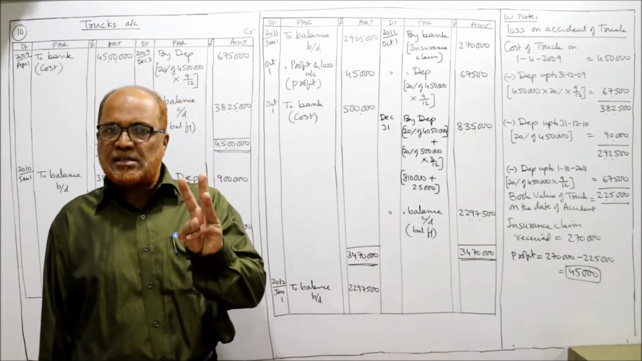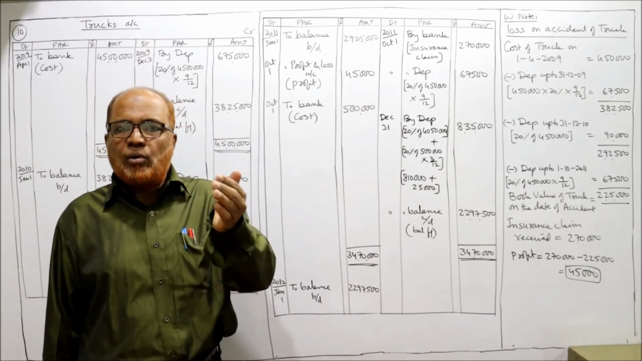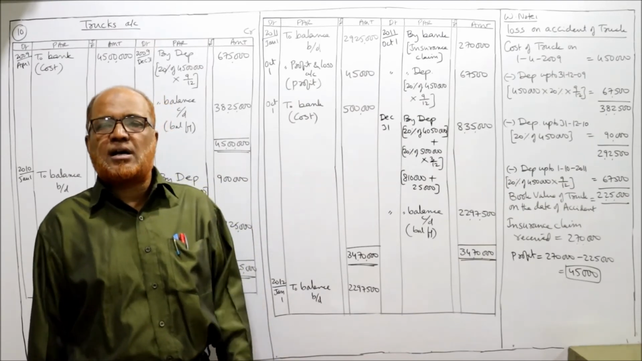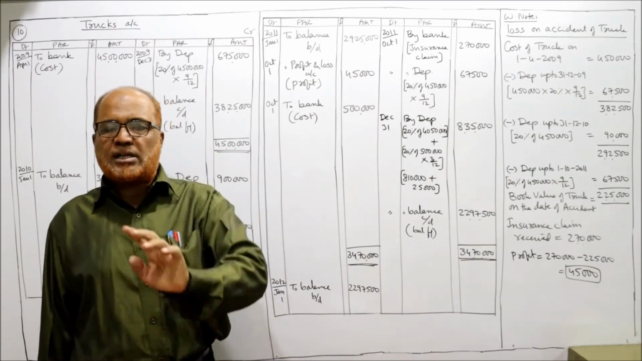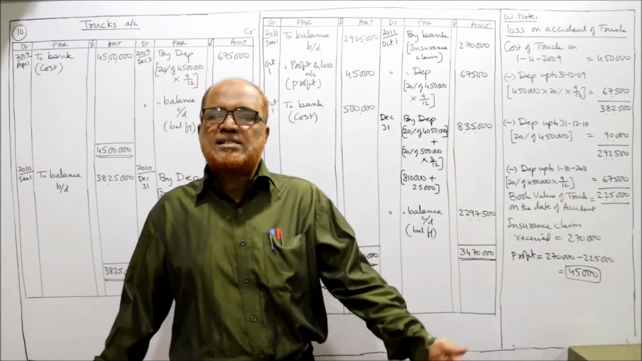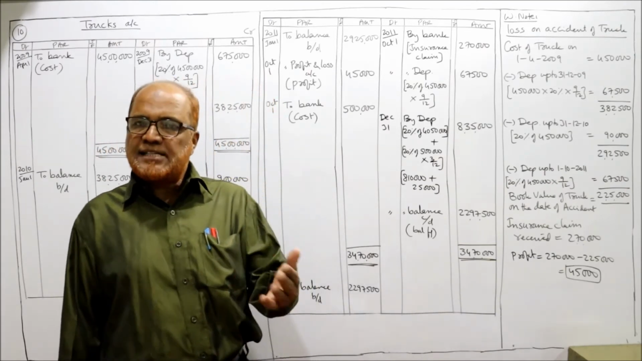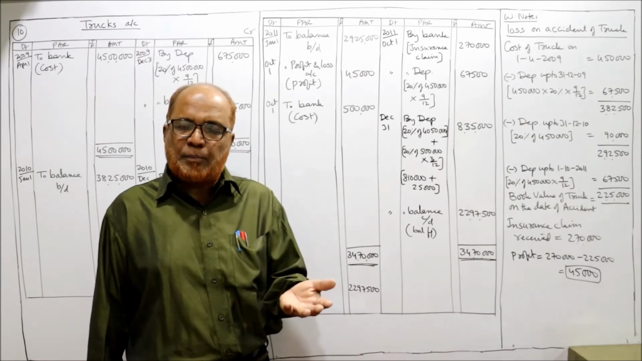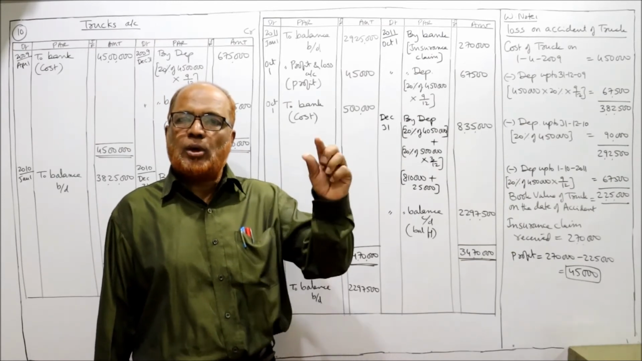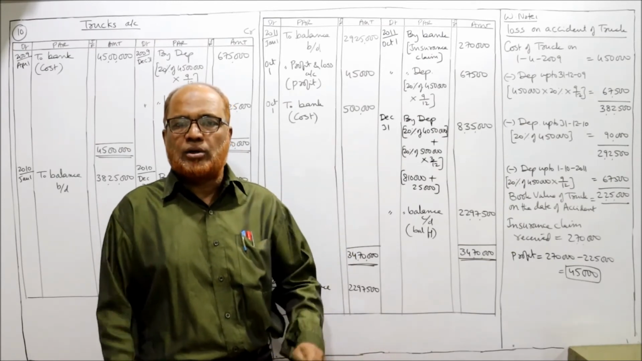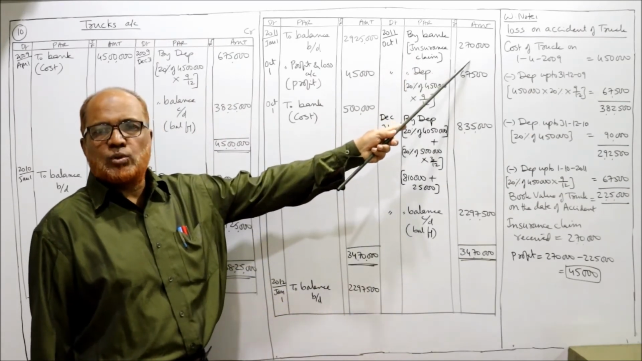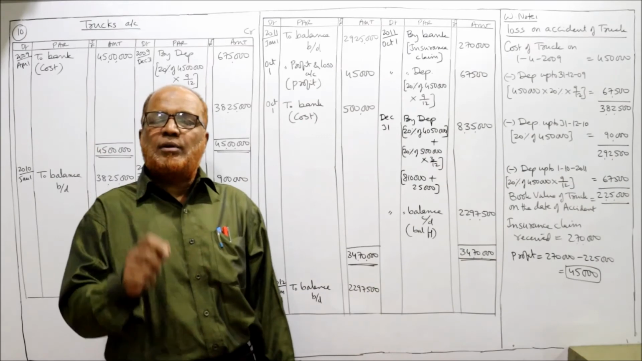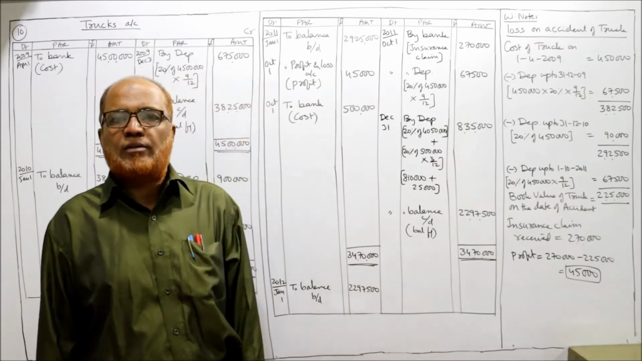Three entries will pass. The first entry will be the amount received from the insurance company for the claim. Entry: bank account debit to trucks account. Just like a sale entry, we are receiving the proceeds from the insurance company. The bank account debit to trucks account. So by bank, insurance claim. How much received? 2,70,000.